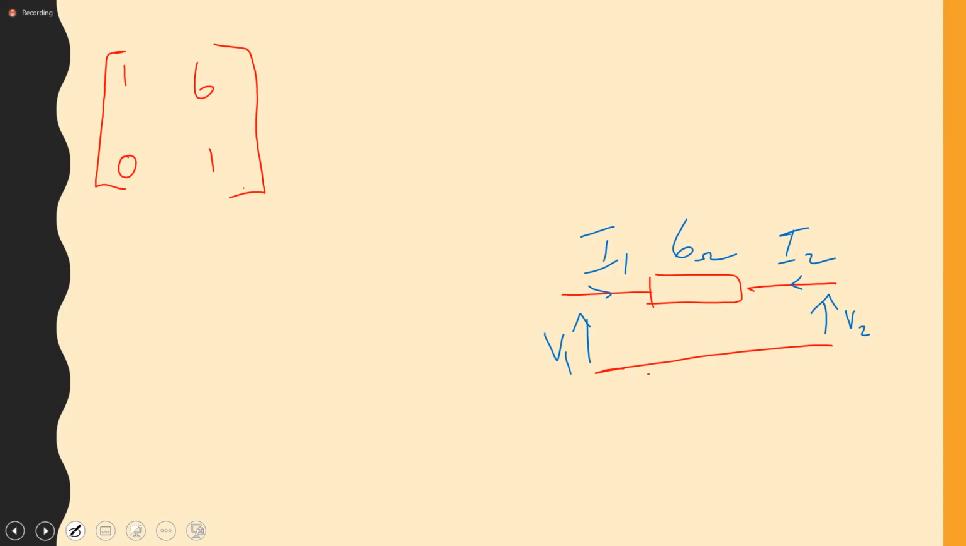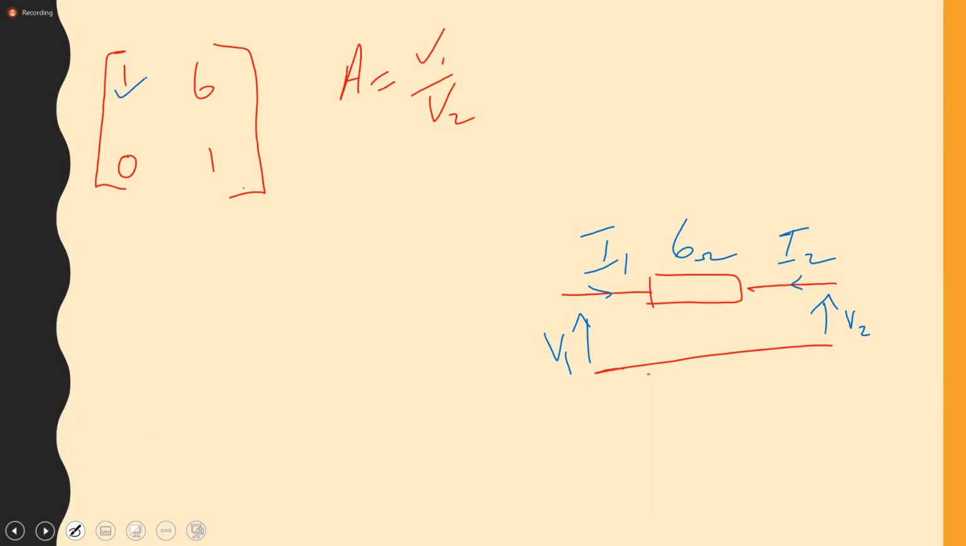What is A? 1. No. How do we find A? V1 over V2, with I2 equals 0. Based on this circuit, are the two voltages equal? Is V1 equal to V2? Yes, sir. So it means that this is correct. All right.